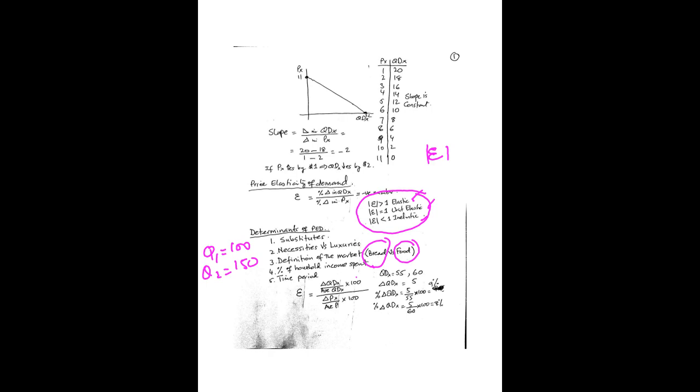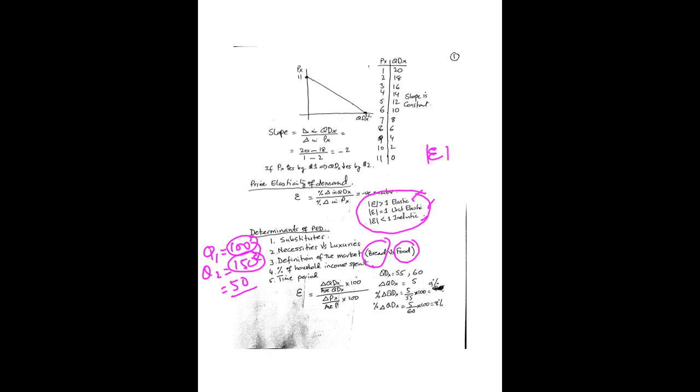So the rule is: first always calculate the absolute change. The absolute change is 150 minus 100, or 100 minus 150, it doesn't matter, just ignore the sign for the time being. This is basically 50. So I know the change in quantity is 50. Then you have to divide this change by one of the two, either Q1 or Q2. Suppose output increases from 100 to 150, so 50 is the change.